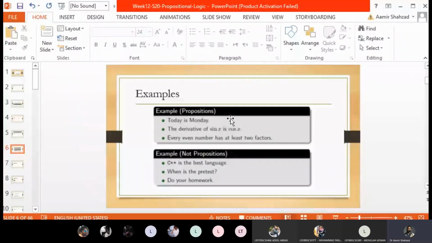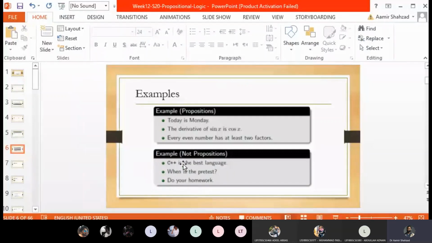So the first 3 statements are propositions. Today is Monday. If it is Monday, then it's true. If it is not Monday, then it's false. The derivative of sin x is cos x. Yeah, that's true. So it's a true proposition. Every even number has at least 2 factors, which is not true because not every even number has at least 2 factors. We have some exceptions like 2 and 0. So this is a false proposition.